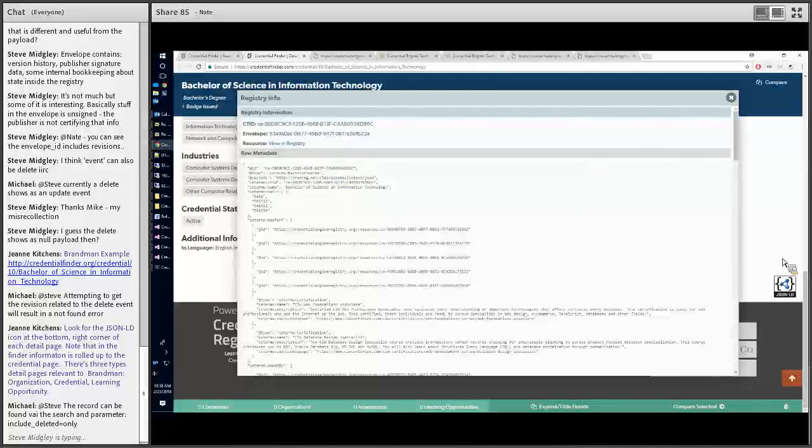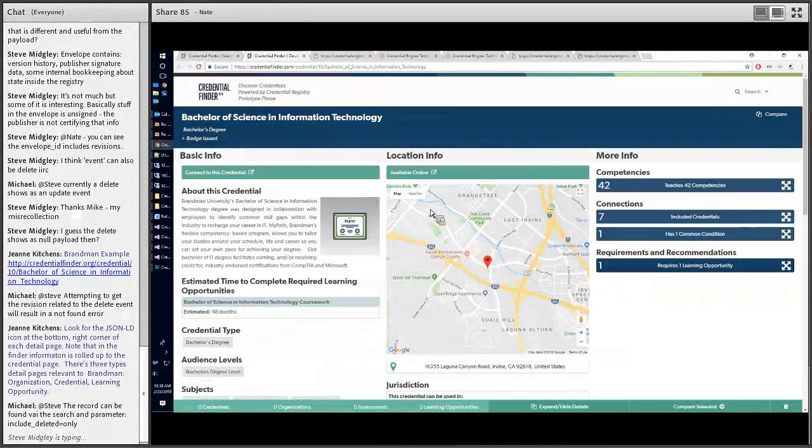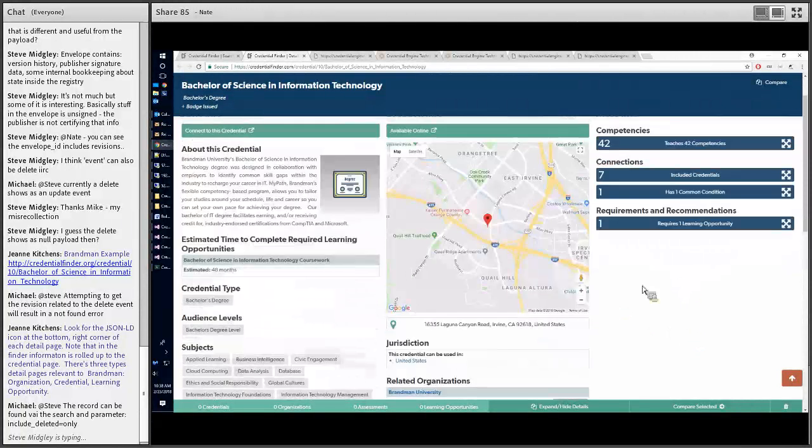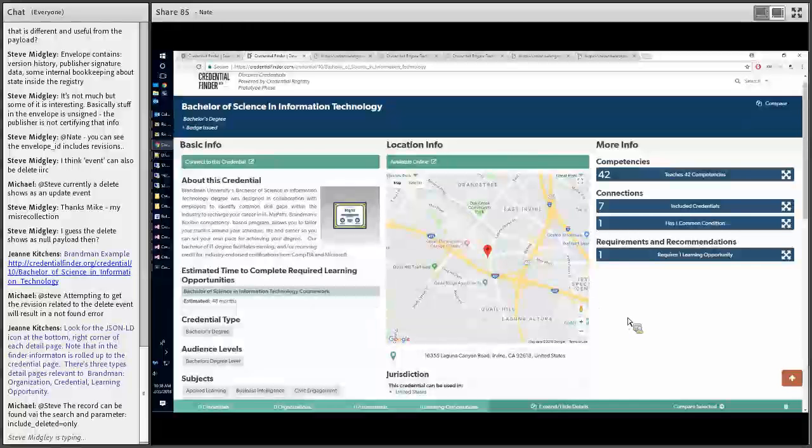So all of that information is available just by clicking this icon here at the bottom right of any detail page in the Credential Finder. And that's a fairly new thing that we've just added and updated to make it easier to get to.